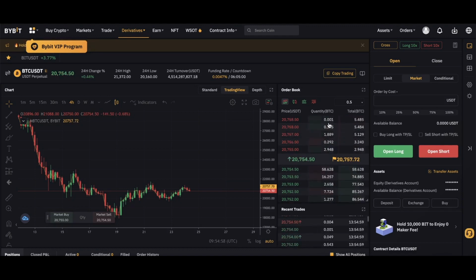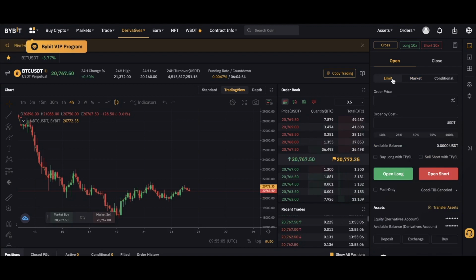And the very important thing here at the right side is where we can open trades. We can open a limit order. A limit order means we can put in an order price here, and if the price comes down or goes up to our price, the order will be triggered and placed in your order book.